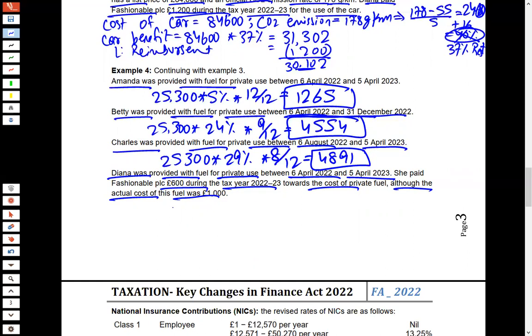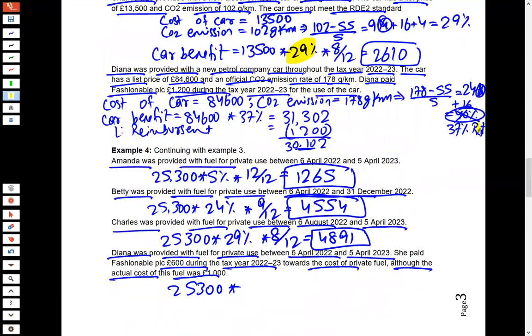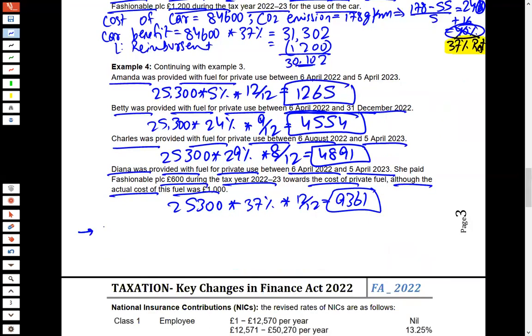So if I look into Diana, 25,300 is the scale charge multiplied by the CO2 emission percentage, which for Diana was 37%. So 25,300 multiplied by 37%, multiplied by 12 upon 12, amounts to 9361.